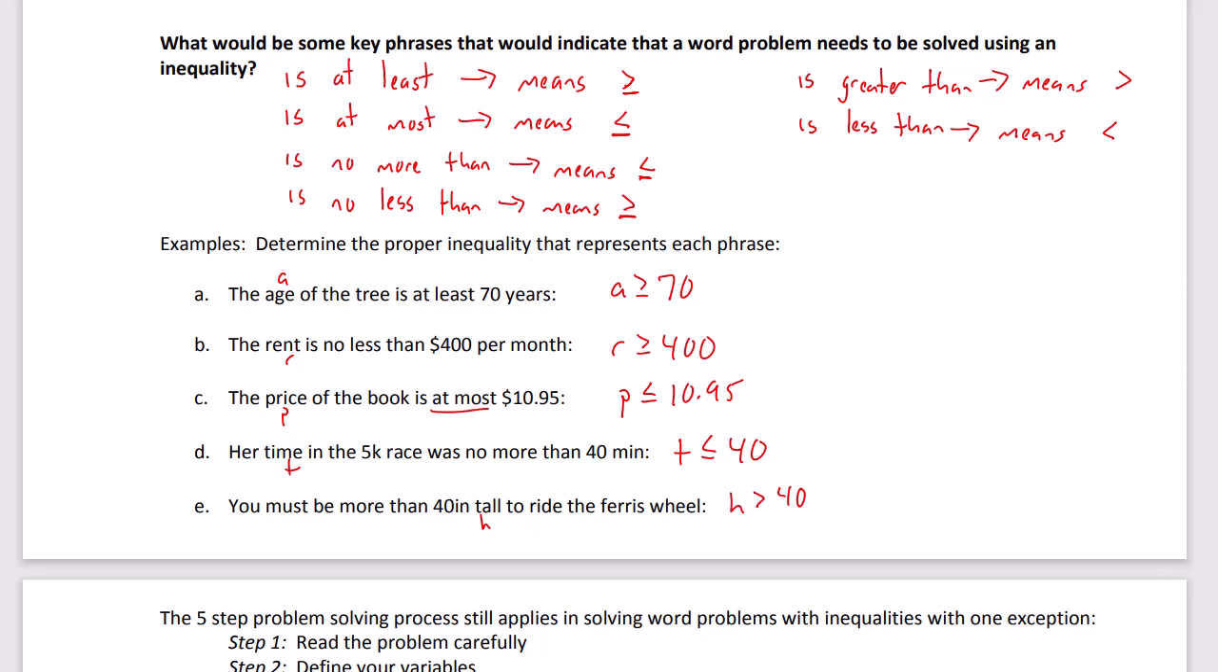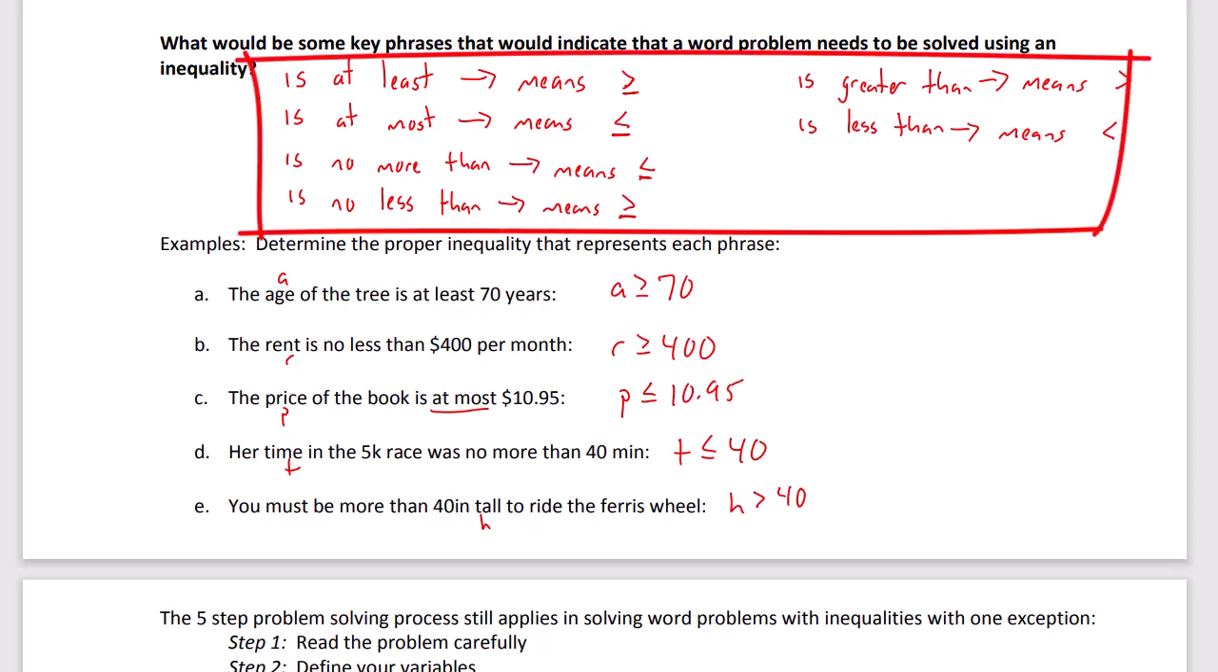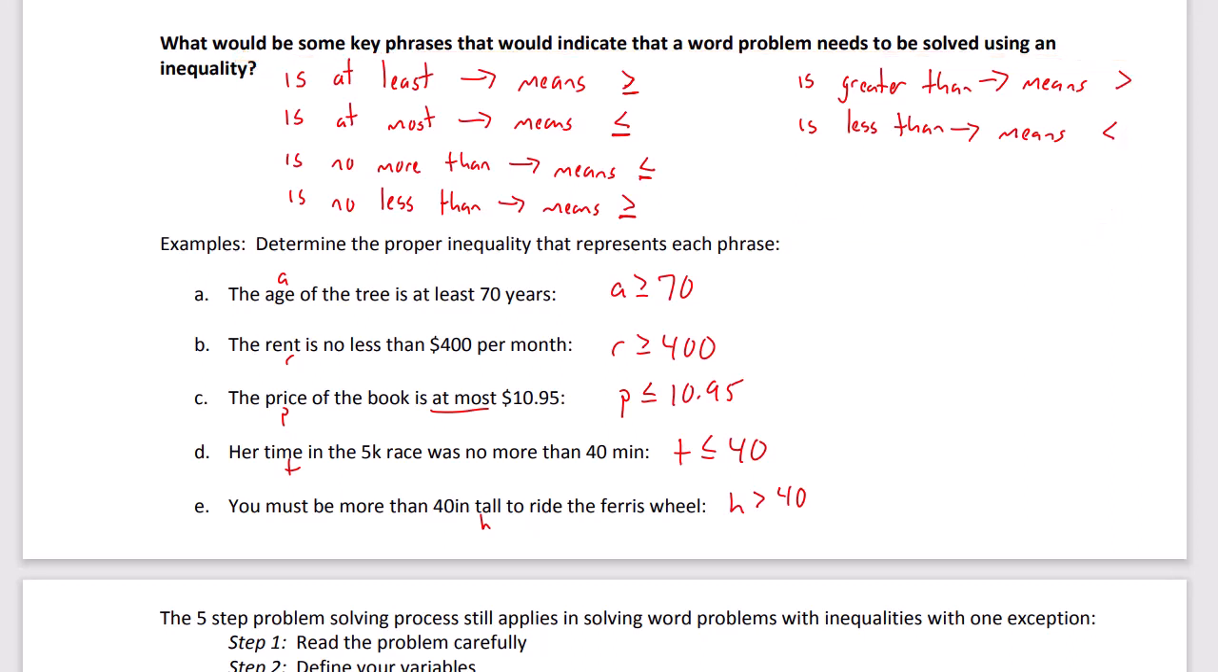Another type of inequality problem you'll run into on the exam is the word problem. Get to know all the prompts for inequalities. At least means greater than or equal to. At most, less than or equal to. No more than, less than or equal to. No less than, greater than or equal to. The age of the tree is at least 70 years means age is greater than or equal to 70.